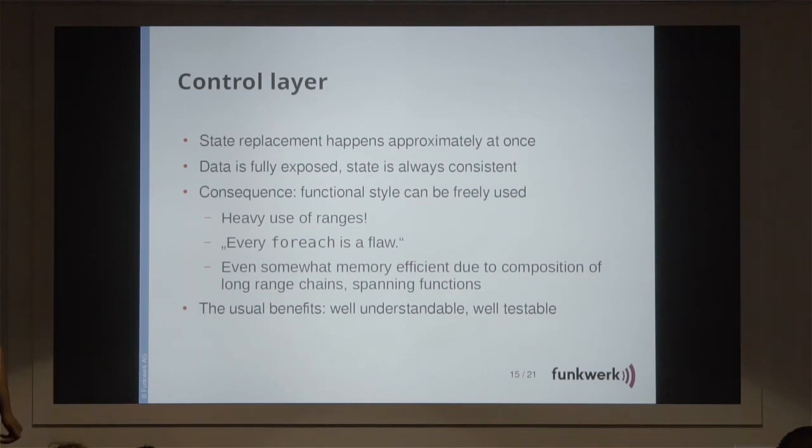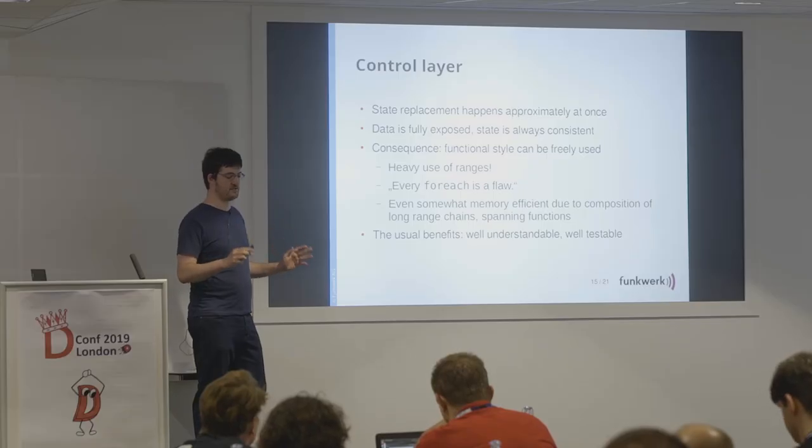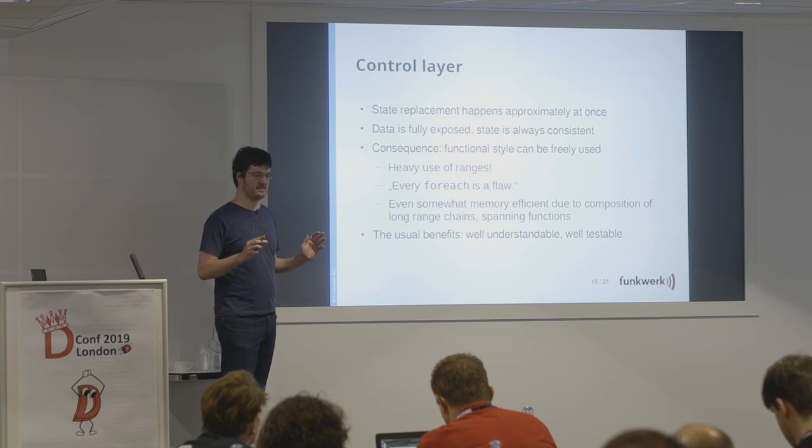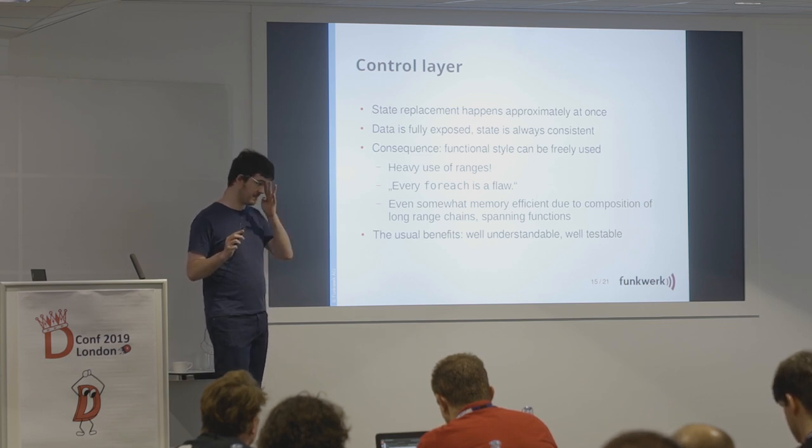Right, and another useful side effect is that at the control layer, you basically have those few classes that implement the requirements that you're exposing to other layers or to other slices of your domain, and everything else is functional code. This lets you use ranges very, very heavily. We basically use ranges exclusively.